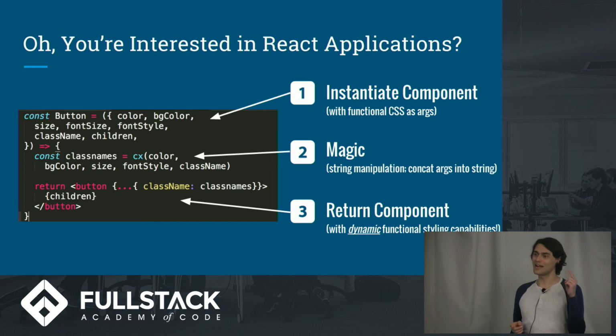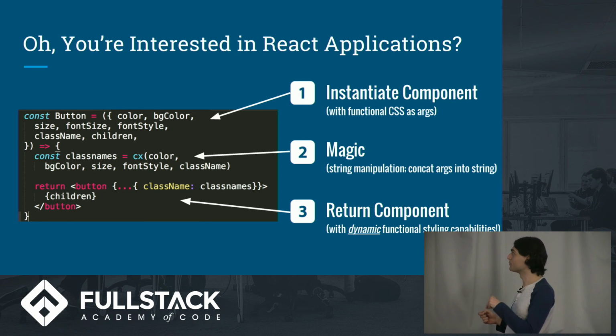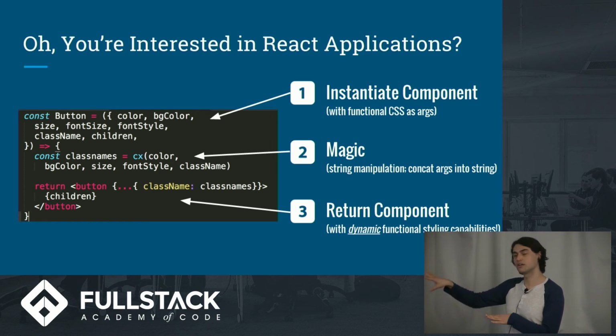Oh, but you're interested in React applications. Turns out Functional CSS has you covered. I'm going to touch on this at a really high level. I don't want to get too deep into the weeds here, but you can basically use functional paradigms to style each of your components when you're rendering them, which I think is super cool. So you set this up in a simple way. You're instantiating a component. Let's say you're creating a button component.